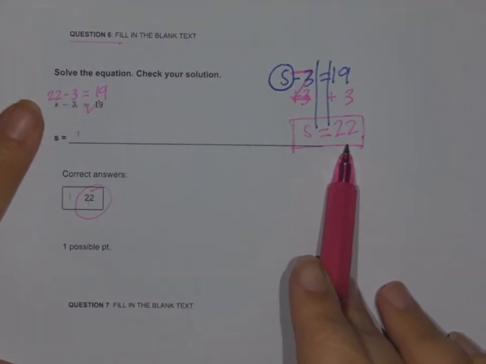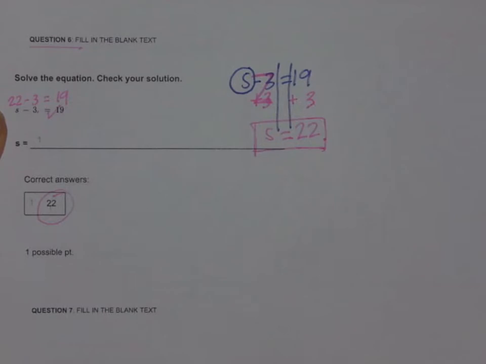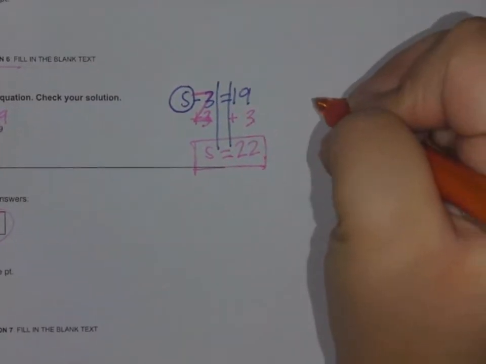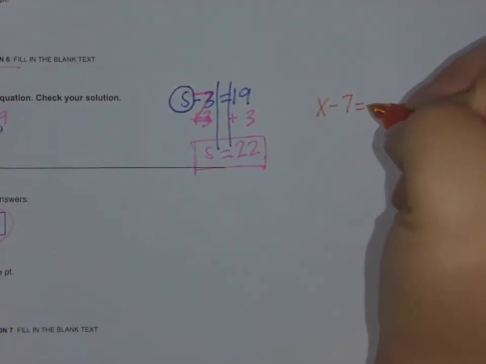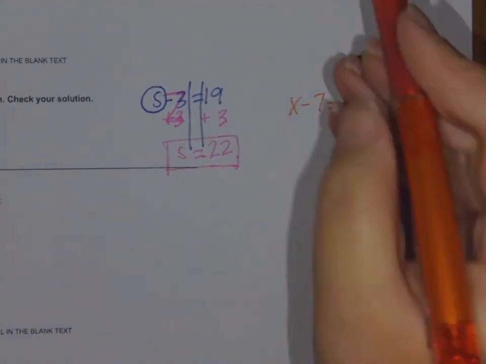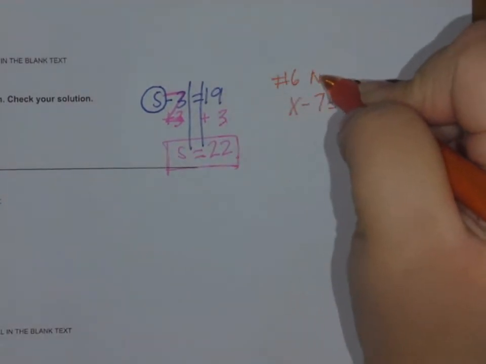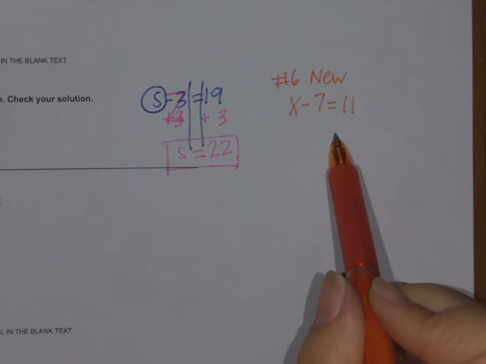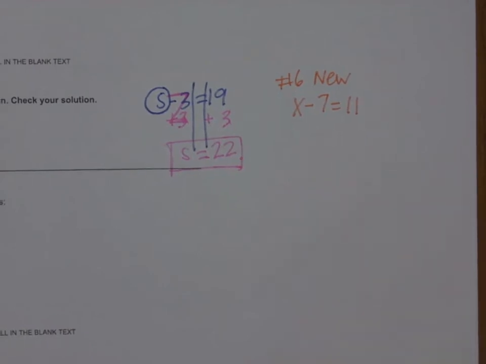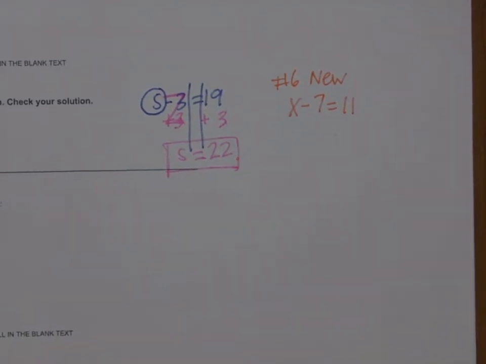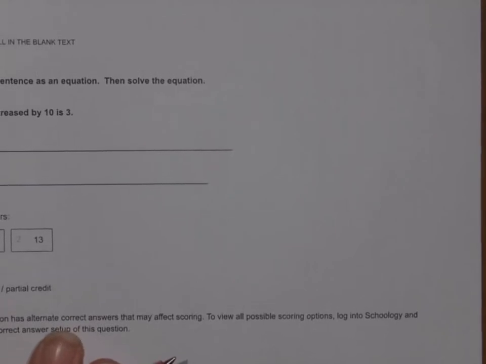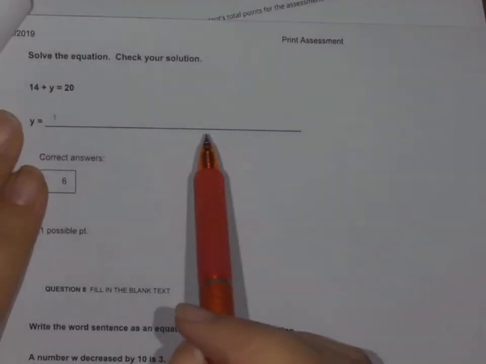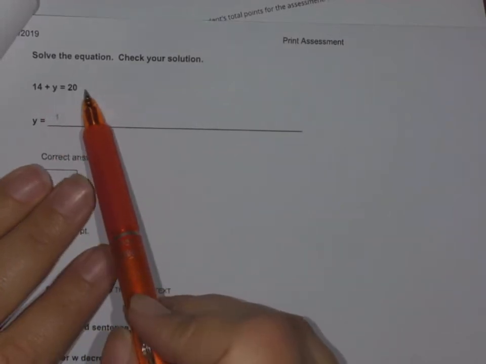Okay, if you missed question 6, I would like you to solve this equation. X minus 7 equals 11. Go ahead and solve this. This is number 6, new. Okay, solve this. And then I'm going to move on to question number 7, which is another solve the equation. Okay, so 14 plus y equals 20.